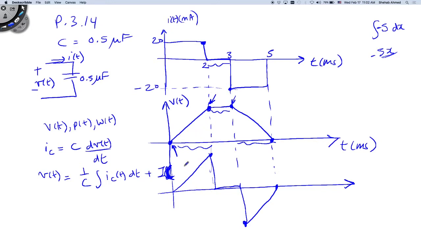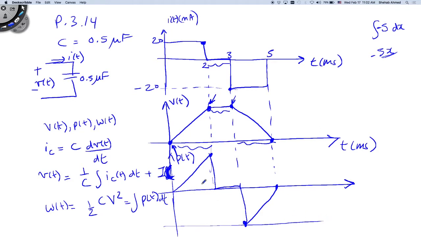Values are okay. So this is p of t, and w is what? w of t is equal to half C v squared, or it is equal to the integration of p of t dt. So you can either integrate this, and the integration of a ramp is a quadratic, a square, so this will look like, let me draw it in a different color.